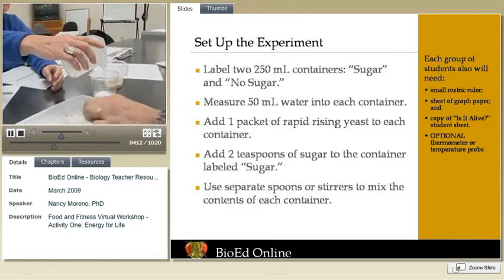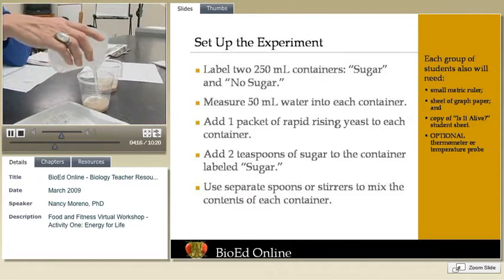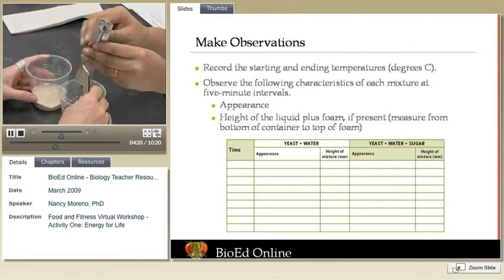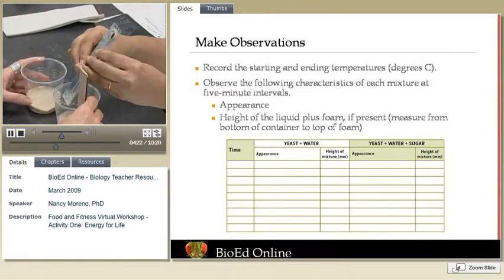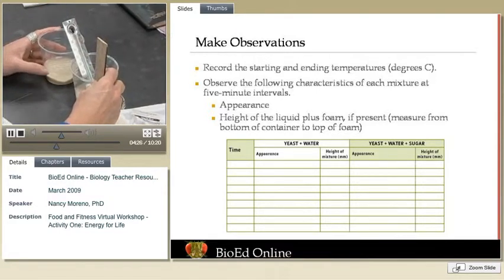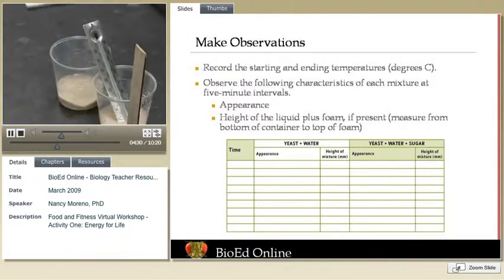One packet of sugar is a teaspoon, so you need 2 packets. Yeah, so record your starting temperature. Then that's fine. And what you'll be measuring is the height of the mixture in each of the cups.